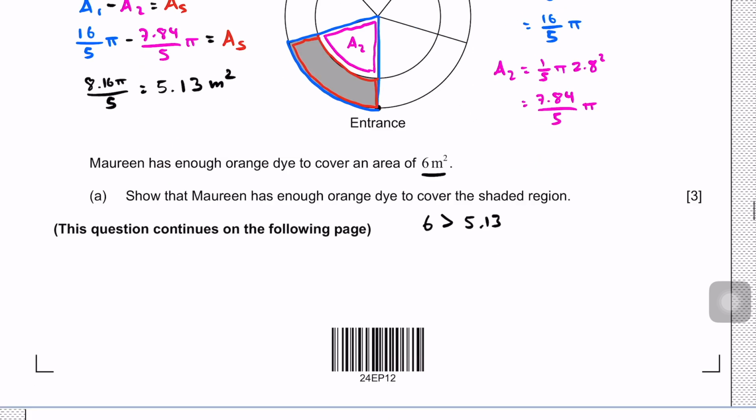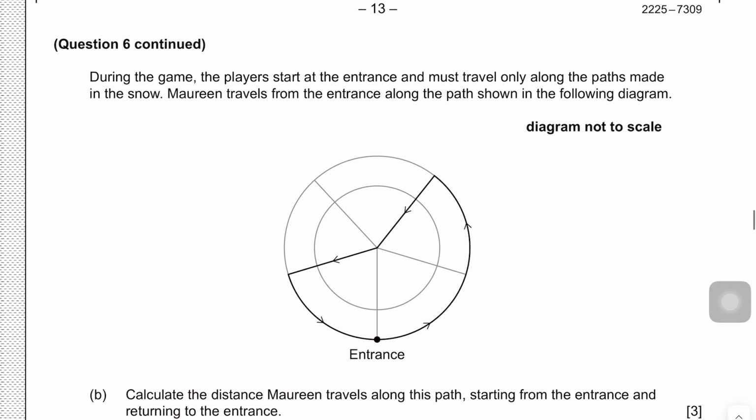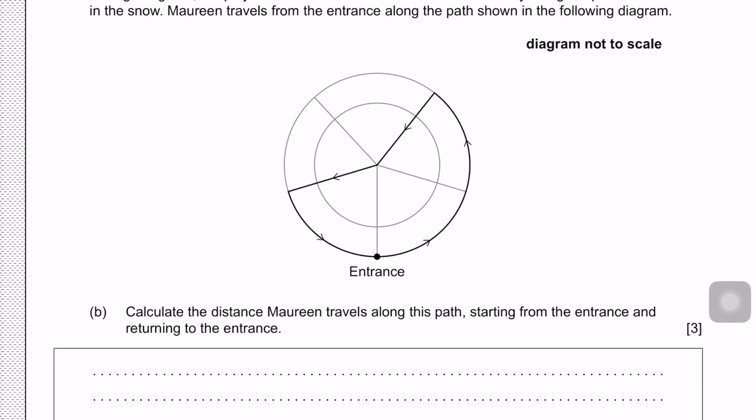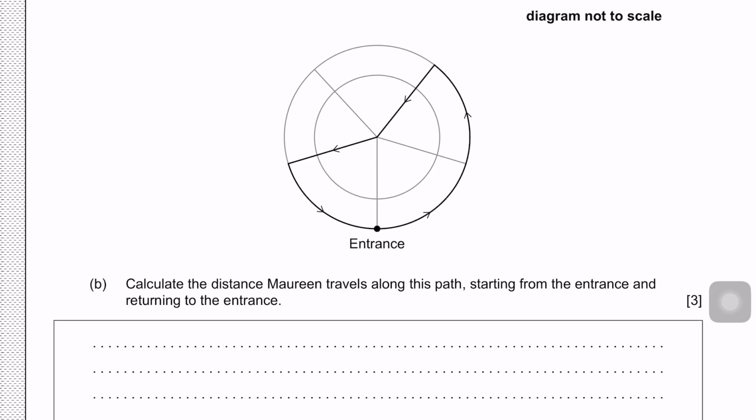I think there's another part to this question. Okay, here we are. During the game, the players start at the entrance and must travel along the paths made in the snow. Maureen travels from the entrance along the path shown in the following diagram. Calculate the distance Maureen travels along this path, starting from the entrance and returning to the entrance. So here's where she goes. She travels along this circumference, along the edge of the circle, and then she goes along here, and then along the edge once again.